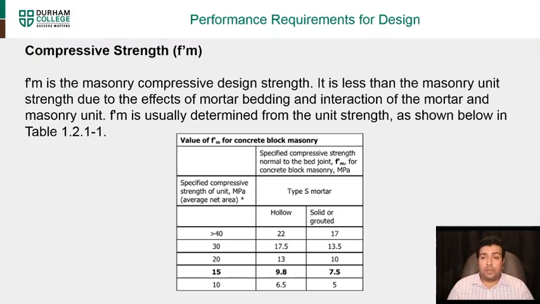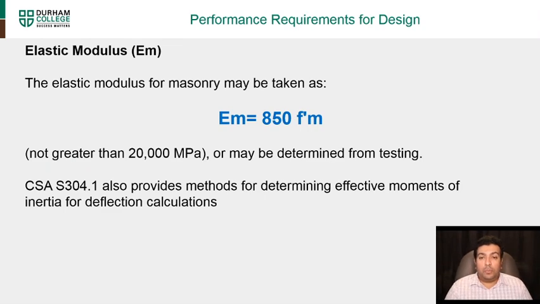Those are very important to know, and going forward, we use the same design criteria and the same design steps that we use for concrete to design masonry walls. Another important thing that is different from concrete is the elastic modulus for masonry. This is calculated using E equals 850 f'm. So once you know your f'm, you can multiply that by 850. That will give you your elastic modulus. But it cannot be greater than 20,000 MPa. There's a typo, it should be 20,000 MPa, or it may be determined by testing.